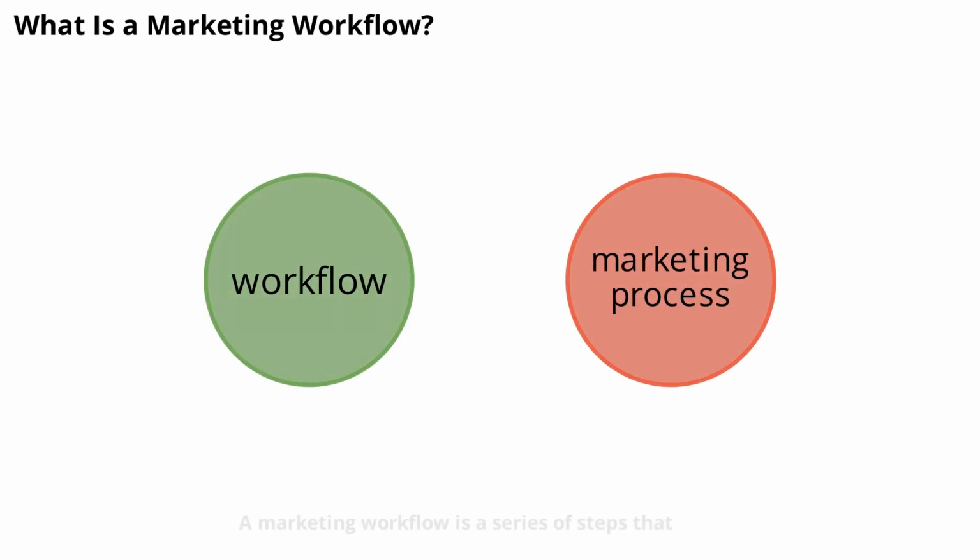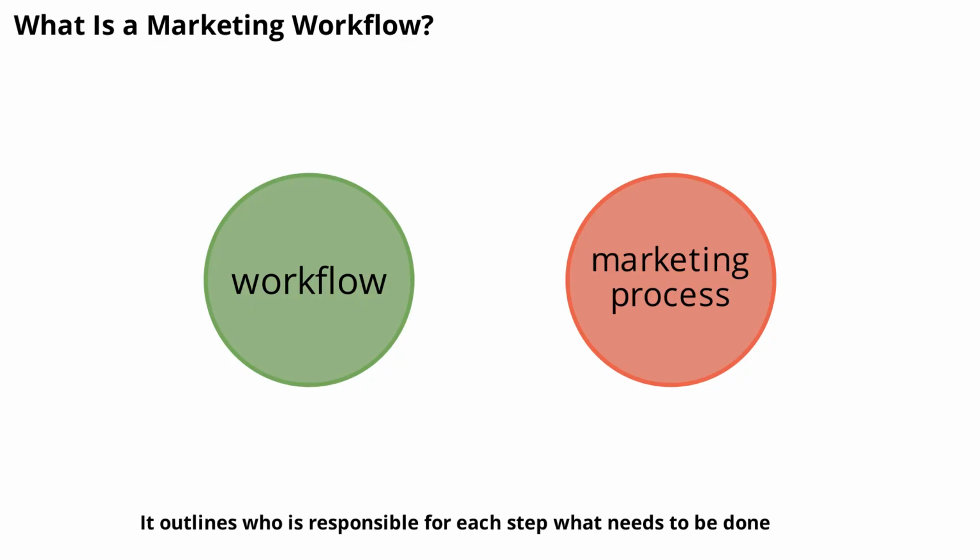A marketing workflow is a series of steps that guide a marketing task or campaign from start to finish. It outlines who is responsible for each step, what needs to be done, and when it should happen. Workflows can be simple, like sending a newsletter, or complex, involving multiple teams and approval stages. By mapping out these steps, you ensure that nothing falls through the cracks and everyone knows their role. This clarity is especially important in marketing automation, where tasks are often triggered automatically and need to be carefully managed.